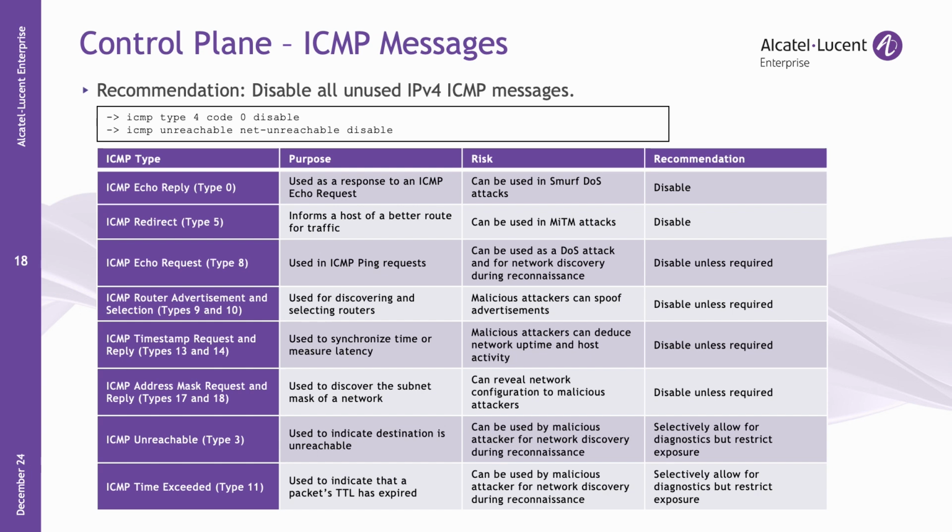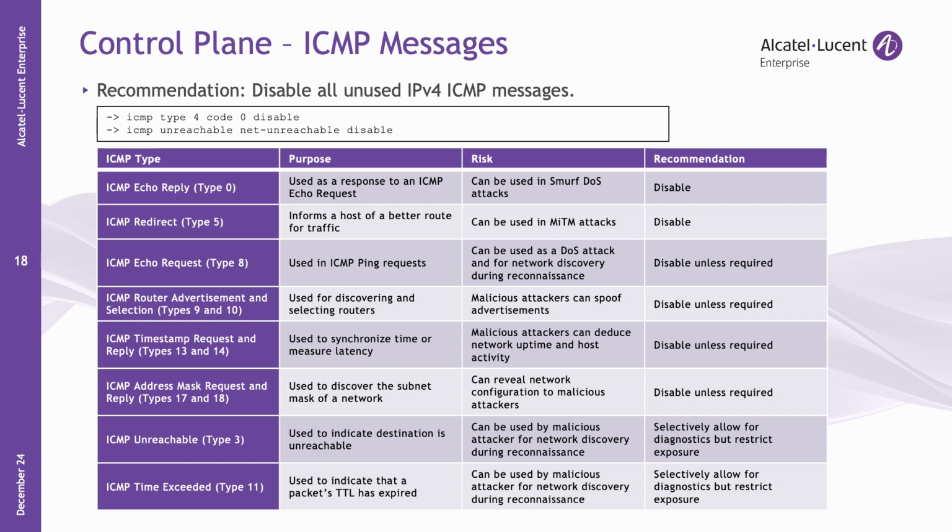As shown in the table, ICMP message types 0 and 5 should be disabled, while types 8, 9, 10, 13, 14, 17, and 18 should be disabled unless they are required. Types 3 and 11 can be selectively allowed, but should be restricted.